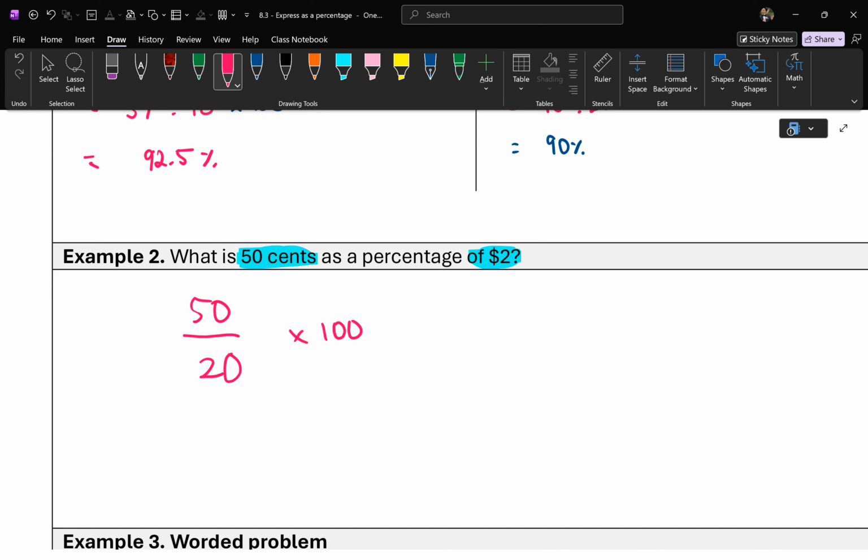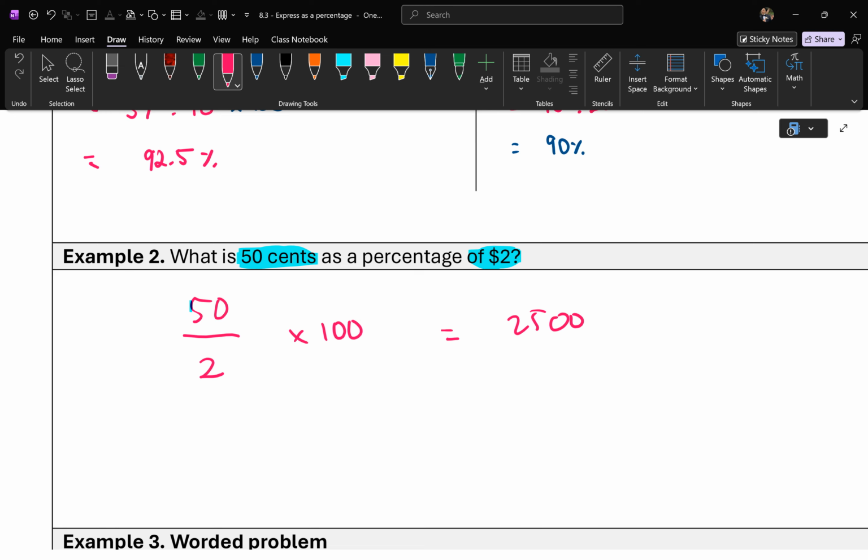It's meant to be 50 out of 200. So here, when you're comparing them, make sure units are the same. If units aren't the same, it doesn't make sense if you were to find the percentages. Okay? Because if you did 50 divided by 2, you would have got 25. 25 times 100 would have been 2,500. That doesn't make sense.